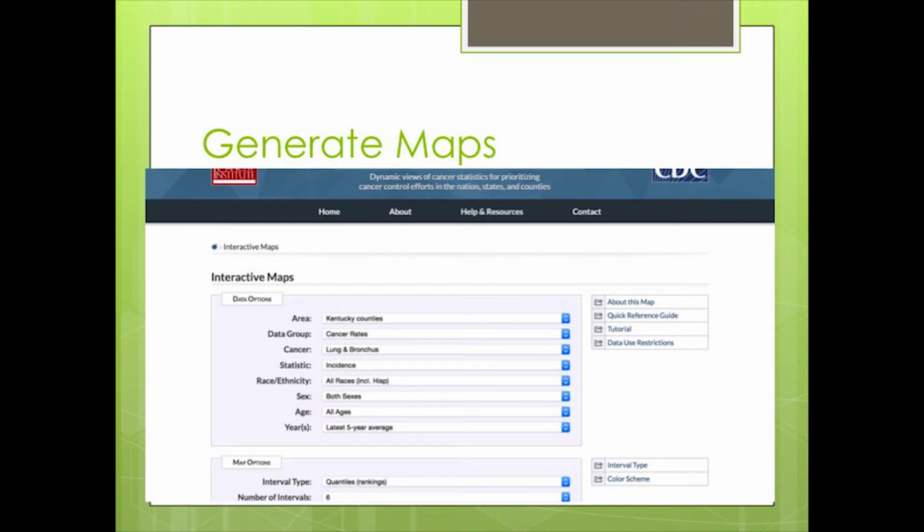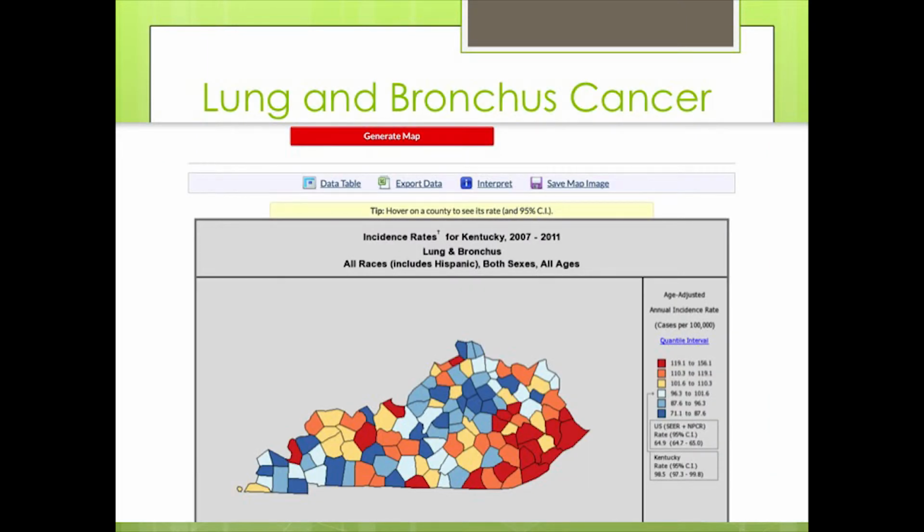From there, we decided to do lung cancer because lung cancer affects everybody, and it shows here that there's a high incidence rate in the state of Kentucky. The darker the red shows a higher incident rate, and the darker the blue shows the low incident rates.